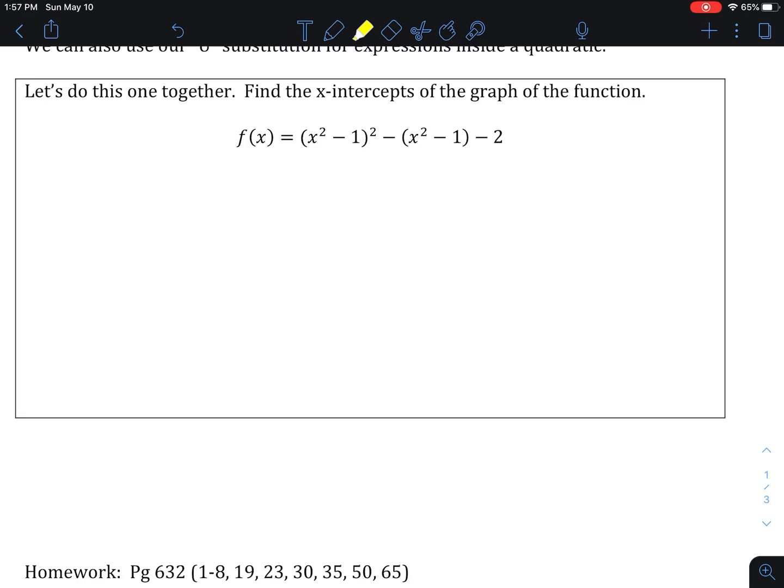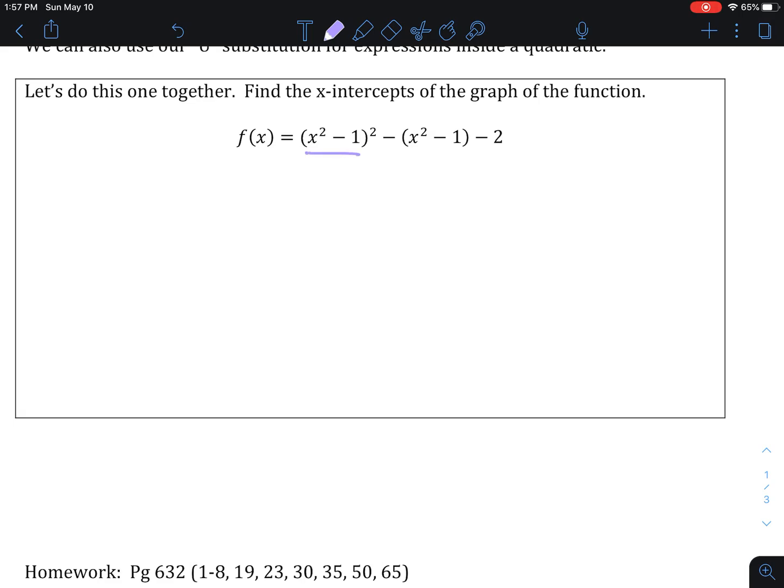All right, so let's do another one. We're asked to find the x-intercepts. Basically we're asked to find the zeros, right? Or find the solutions. So let's take a look. We've got x squared minus 1, the quantity squared, minus x squared minus 1, minus 2.